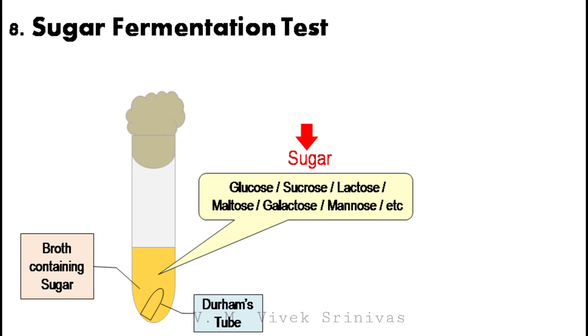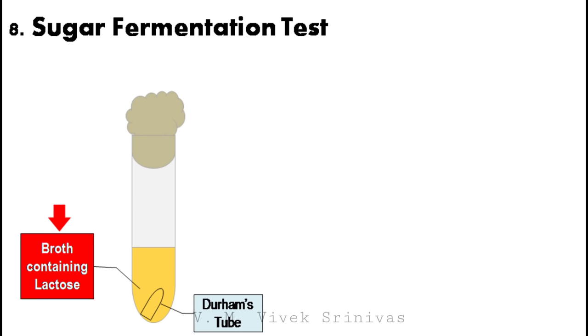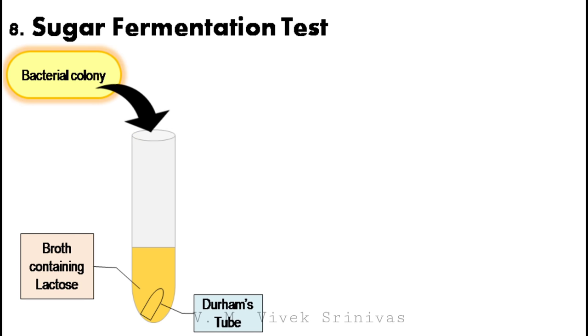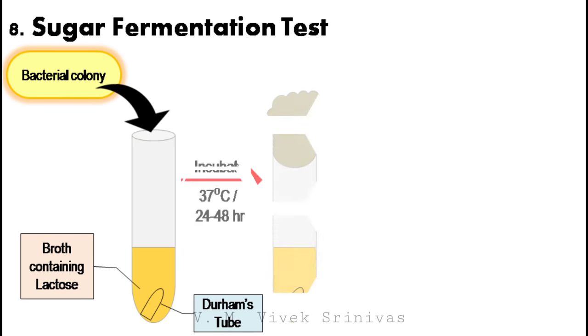The sugar may be glucose, or sucrose, or lactose, or maltose, or galactose, or mannose, or any other sugars that can be added to the broth. For instance, this broth is added with the lactose, thereby to check the bacteria for the lactose fermentation. Now, take the bacterial colony, inoculate into this broth. Incubate for 24 to 48 hours.